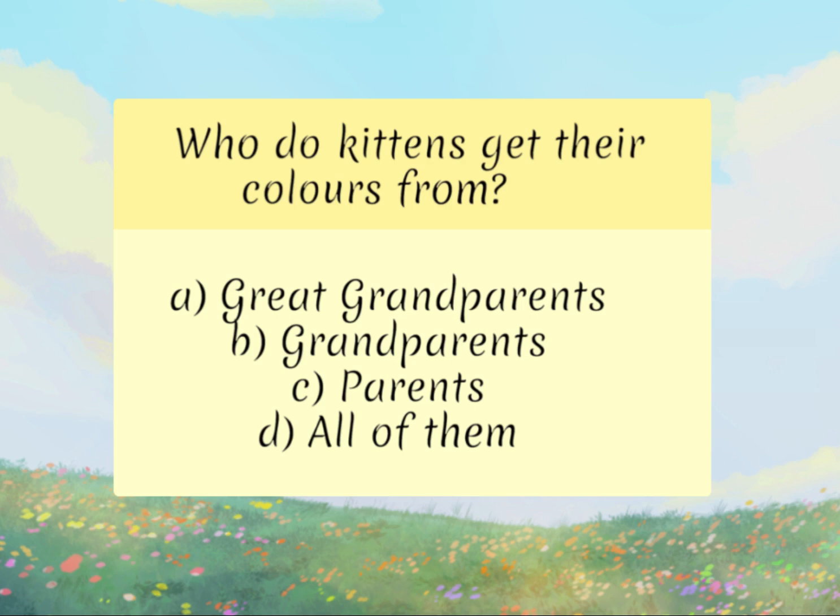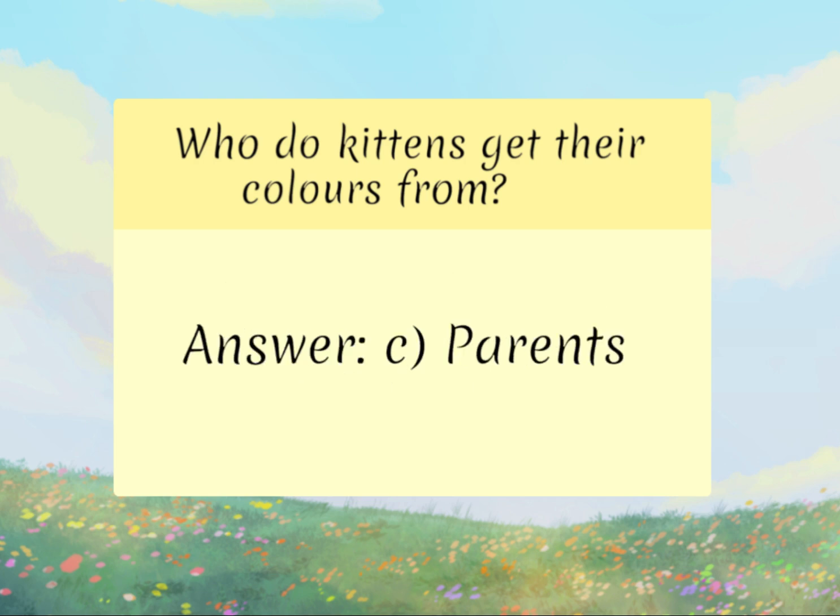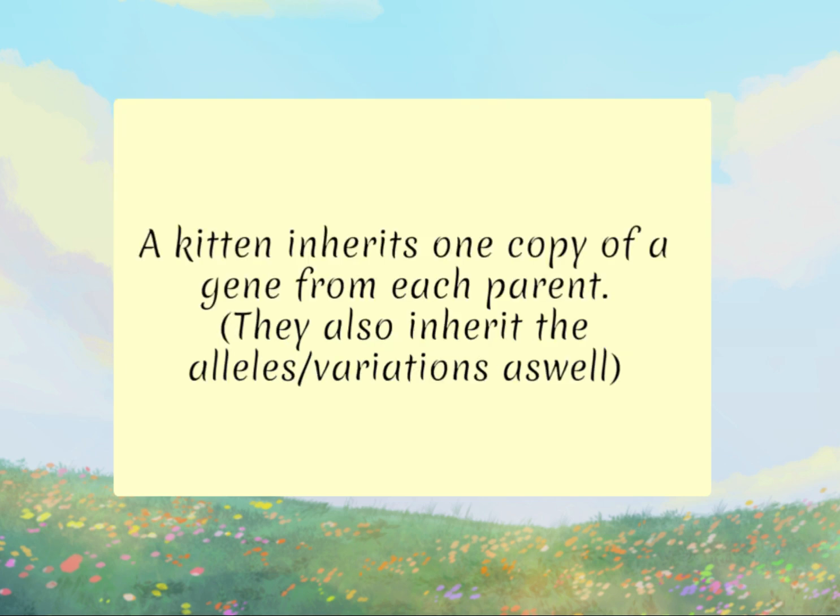Who do kittens get their colors from? A. Great-grandparents, B. Grandparents, C. Parents, or D. All of them. The answer is C. Parents. A kitten inherits one copy of a gene from each parent.